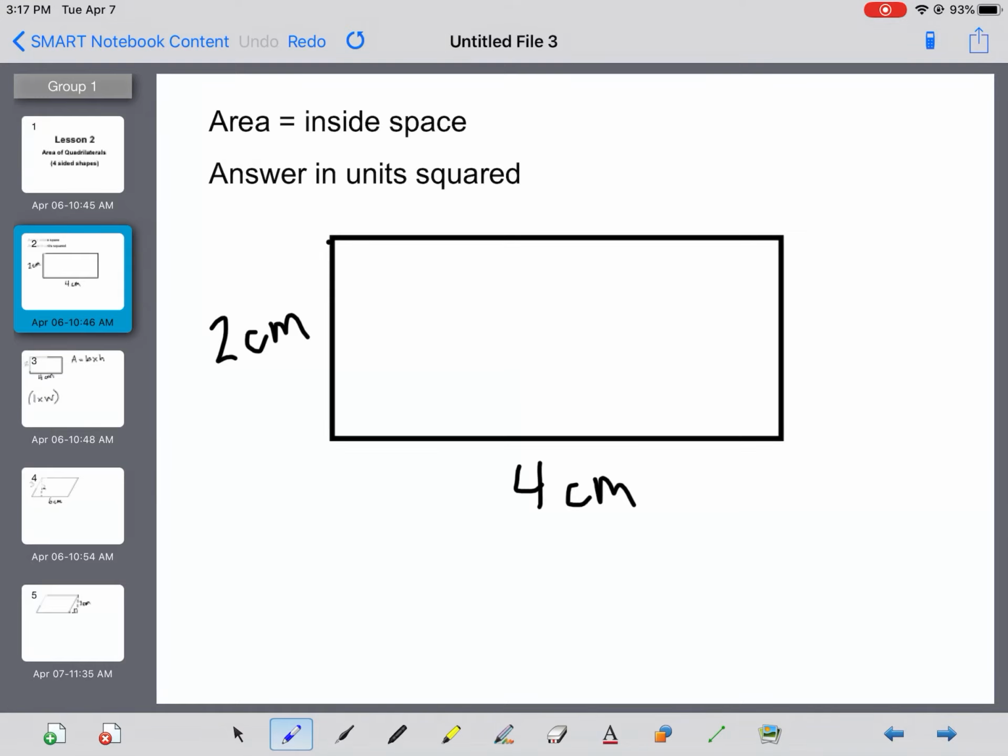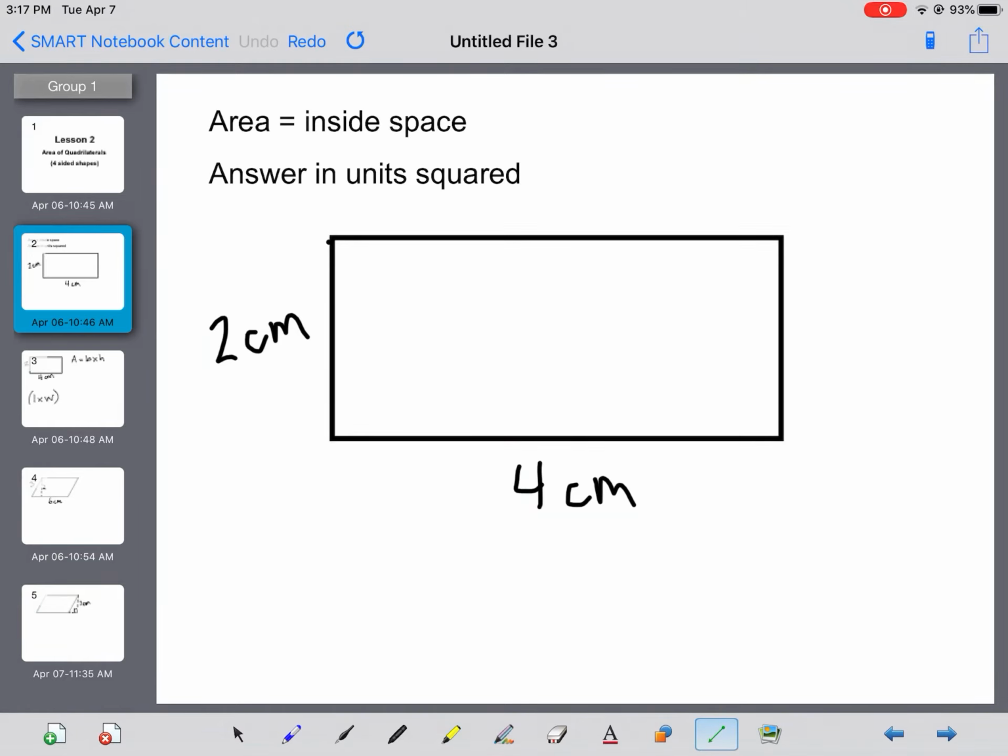Now, area is different than perimeter. Perimeter was the distance around a shape. Area is the space inside of a shape. So we're going to be thinking about how to measure how much space is inside a four-sided shape today. So instead of thinking about fencing that's going around your yard, you can think about if you had a room and you wanted to put some new carpet or some new flooring in, you'd have to know the area to know how much carpet or flooring to buy.